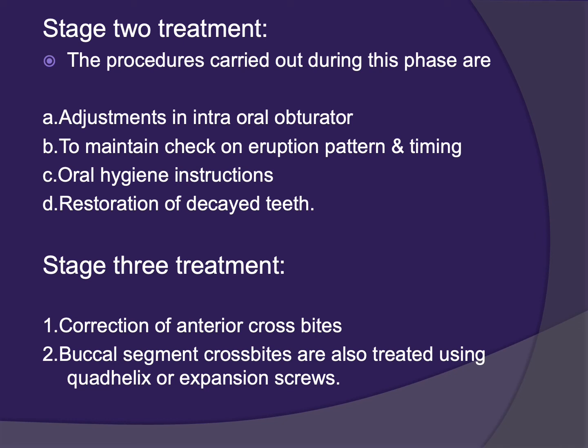And then after that, we will move into stage 3 treatment. So what will we do during this stage? At this stage, we will try to correct the anterior crossbite, and then we will also try to correct the buccal segment crossbite using quad helix or expansion screw.